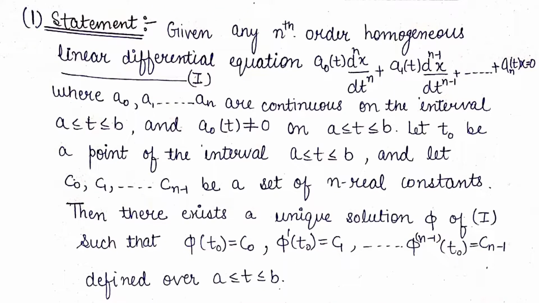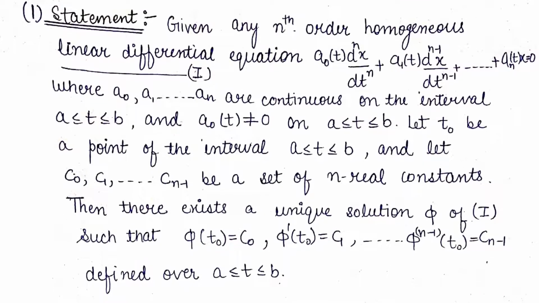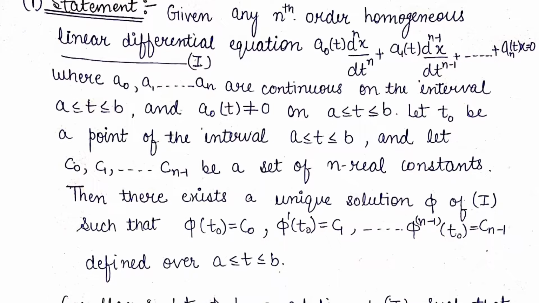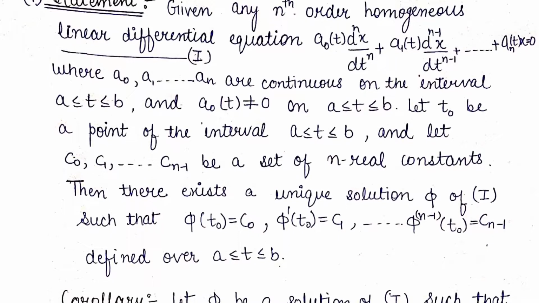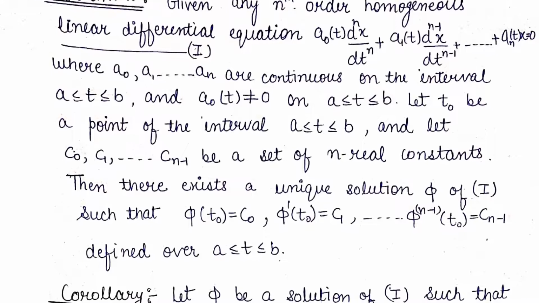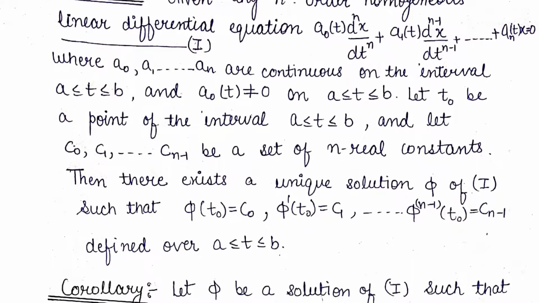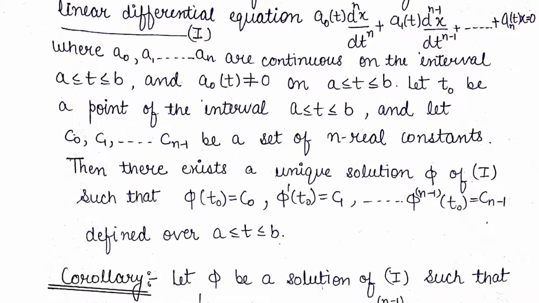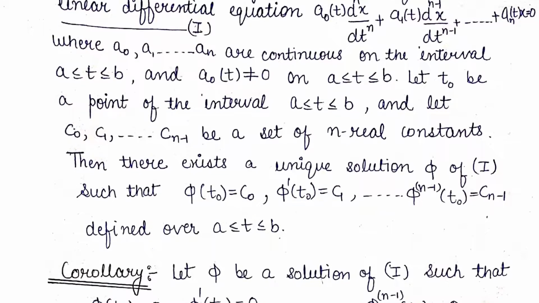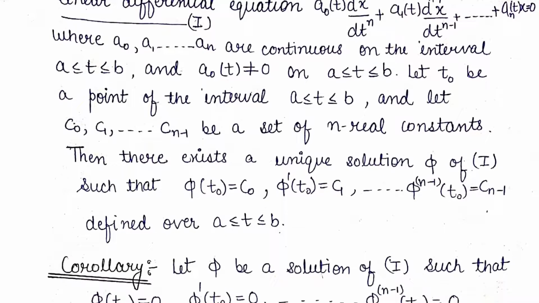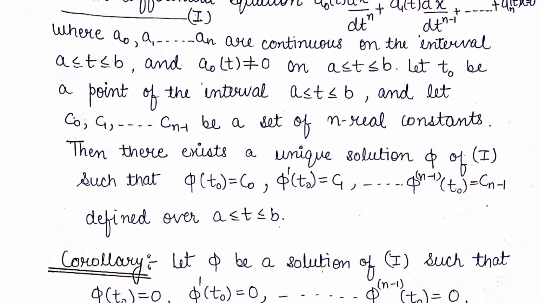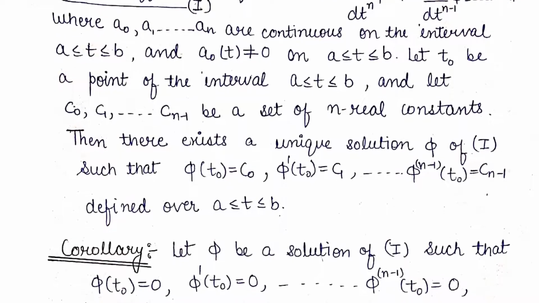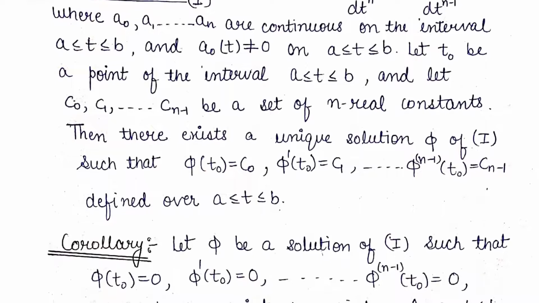Then the existence and uniqueness theorem says that there exists a unique solution phi of equation 1 satisfying the condition that phi(t0) is c0, phi'(t0) is c1, and the (n−1)th derivative of phi at t0 is cn−1, over (a, b). And here we are not proving this theorem, we are just taking the statement of this theorem, and with the help of this theorem we will prove the corollary of the theorem.